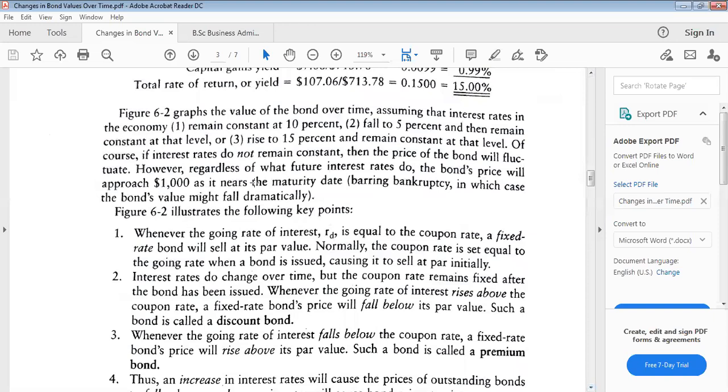Now, regardless of what future interest rates do, the bond's price will approach $1,000 as it nears the maturity date, barring bankruptcy, in which case the bond's value might fall dramatically. Whenever the going rate of interest, rd, is equal to the coupon rate, a fixed rate bond will sell at its par value. Again, whenever the going rate of interest rd is equal to the coupon rate, please know these following key points. You must remember these at all times.